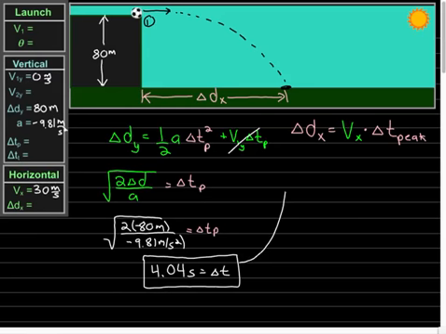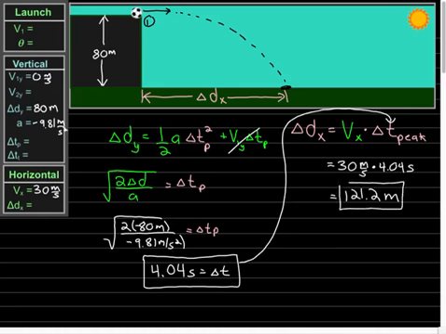So we can take this time and plug it in here. So the horizontal velocity is 30 meters per second times the time of 4.04 seconds. Our seconds cancel, and 30 times 4.04 is equal to 121.2 meters. And that is our final answer.